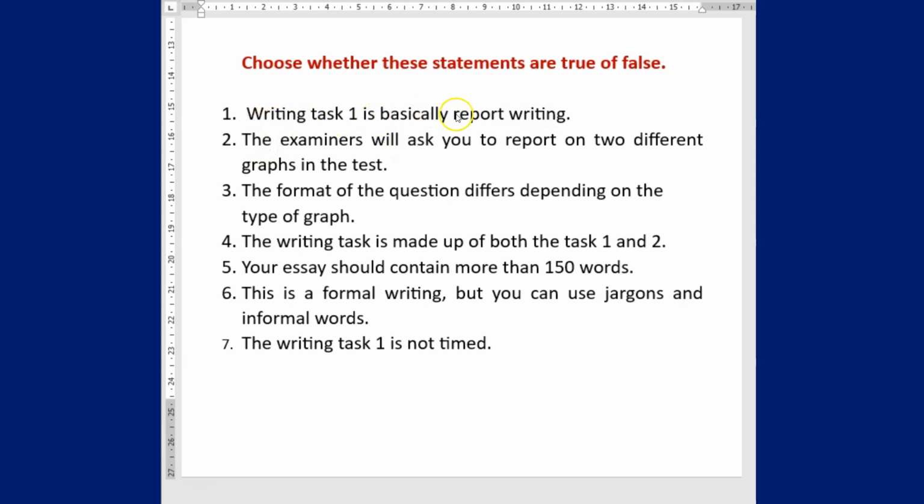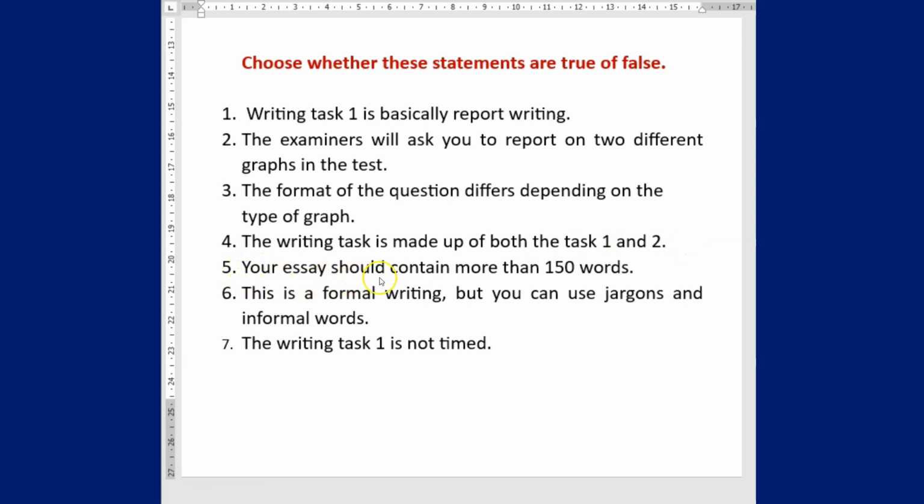Writing task 1 is basically report writing. Is it true or false? The examiners will ask you to report on 2 different graphs. So they will tell you to report on 2 different graphs in one particular writing task. Is it true or false? The format of the question differs depending on the type of graph given to you. Is it true or false? The writing task is made up of both task 1 and task 2. Is it true or false?